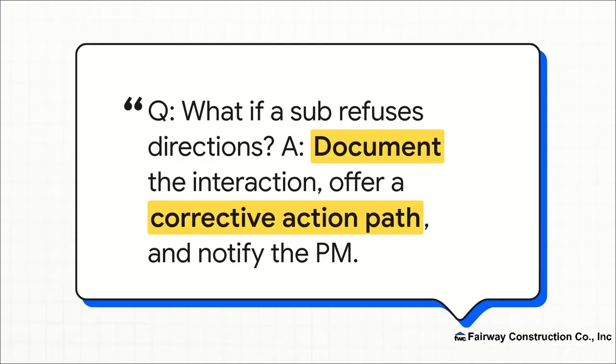So what happens when things get tough? What if a sub refuses to follow directions? We have a standard protocol for this. It's a professional, 3-step process. First, document the interaction. Second, offer a clear path for corrective action. And only if the issue continues do you then notify the project manager.